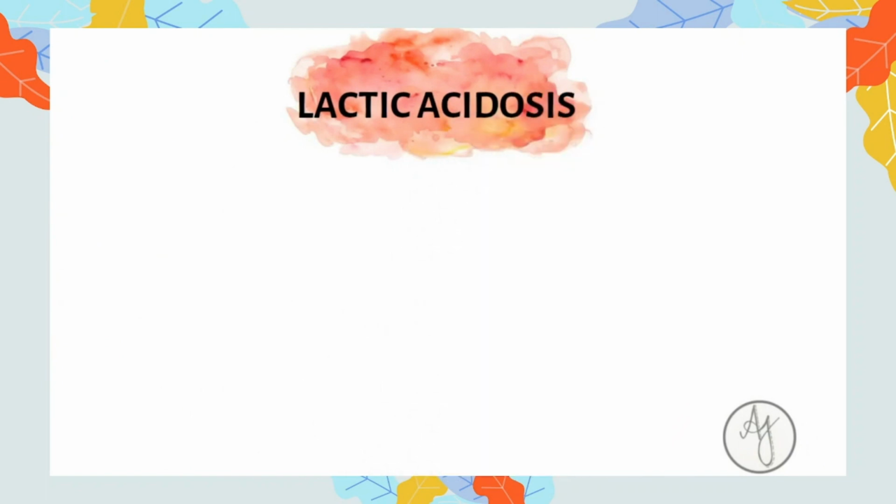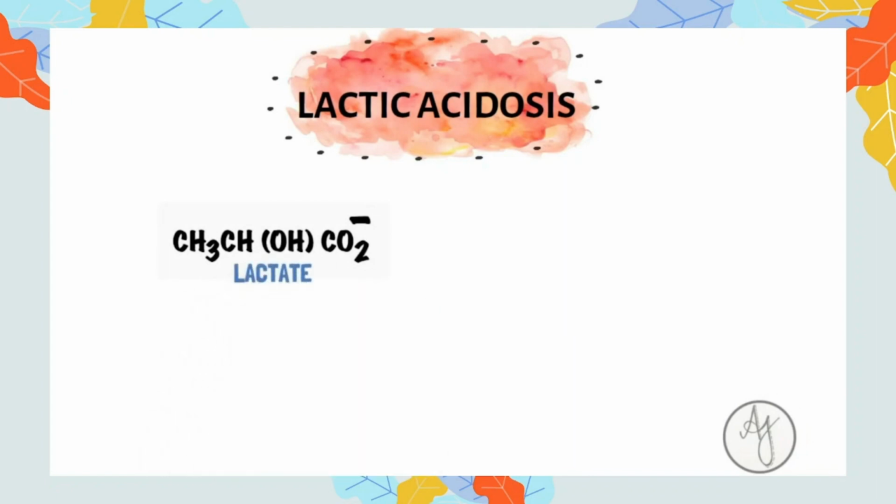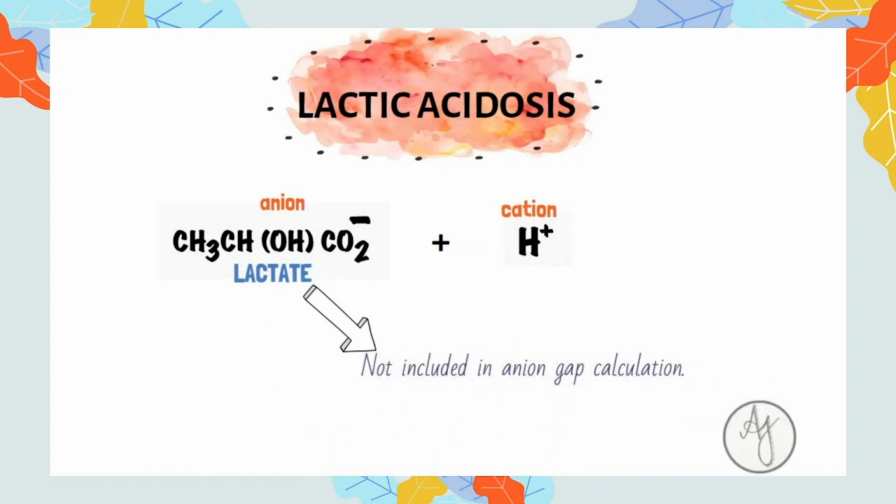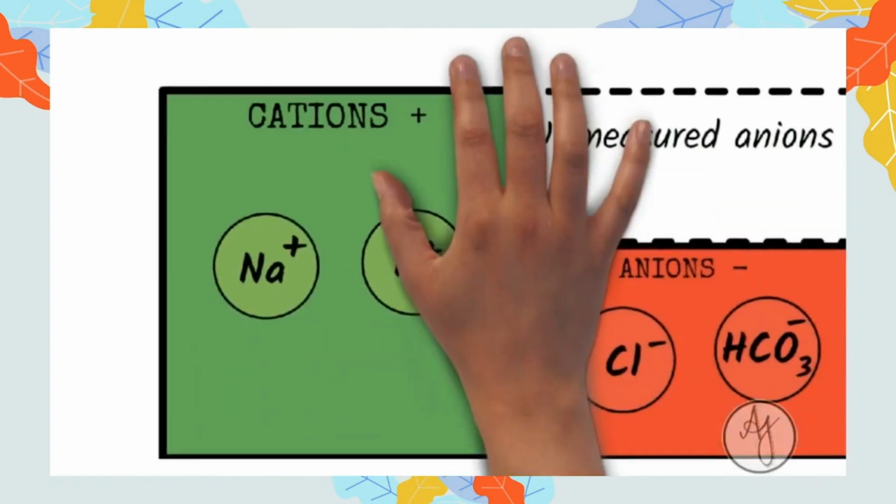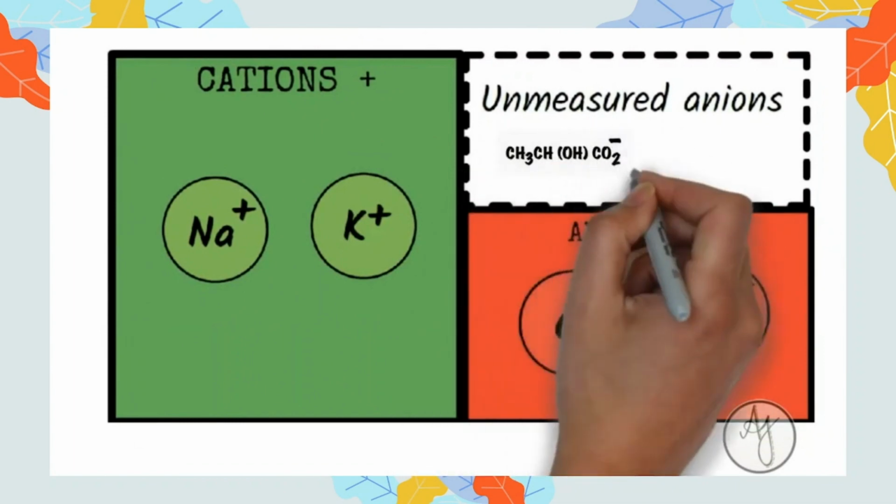In solution, it's present as two entities: lactate and H plus ion. Lactate is the anion component and H plus ion is the cation component. In this, lactate is not accounted for in the anion gap calculation, so it basically belongs in the unmeasured anions.